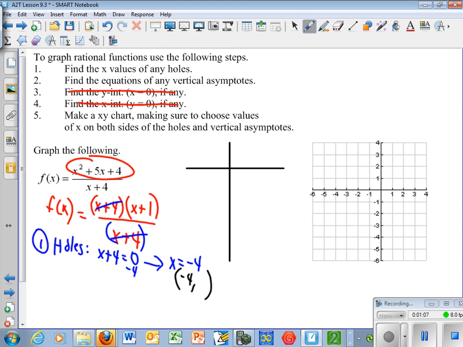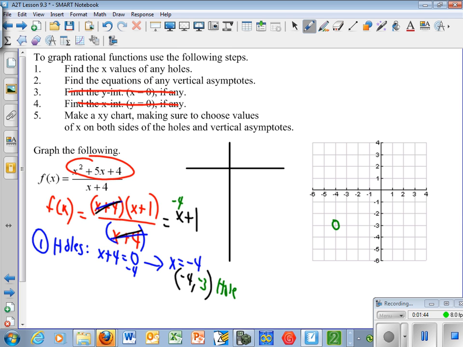To actually graph it here, I'm going to have to find the y value that goes with it. Now, if you notice, the simplified expression is just x plus 1 over 1 because these two canceled out. So if I plugged negative 4 in here, negative 4 plus 1 would equal negative 3. So my hole occurs at negative 4, negative 3. And we're going to make it a hole. So you can see I plotted negative 4, negative 3. There is a hole there.